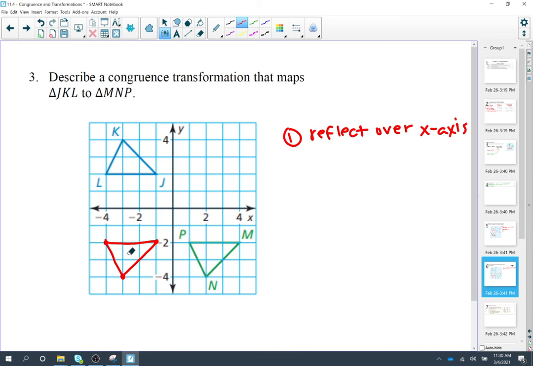Now I need to get the red one onto the green one by moving it to the right. And I'm going to move it to the right 1, 2, 3, 4, 5. If I take this one, 1, 2, 3, 4, 5, and 1, 2, 3, 4, 5. So we move it right 5.